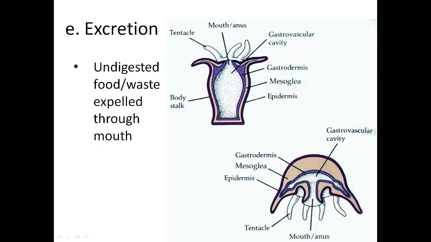How do cnidarians excrete their waste? It goes right back out the way it came in, because again, the mouth and anus are basically the same thing. These guys only have that one opening, so any wastes have to go back out the mouth.